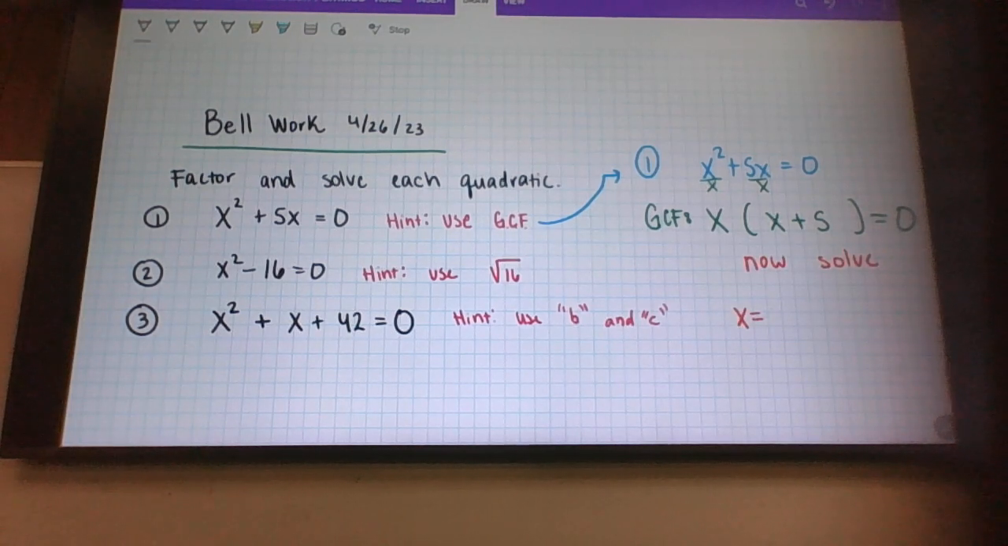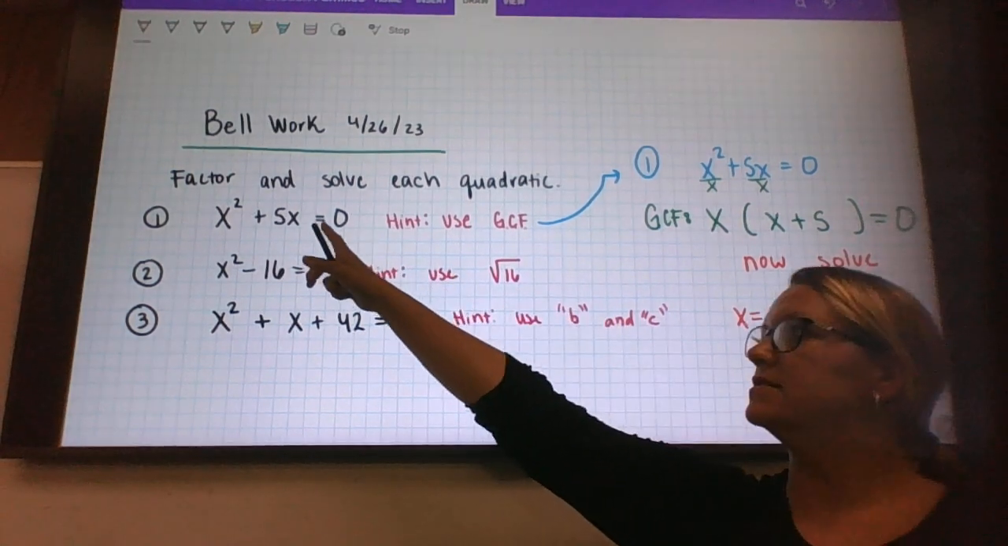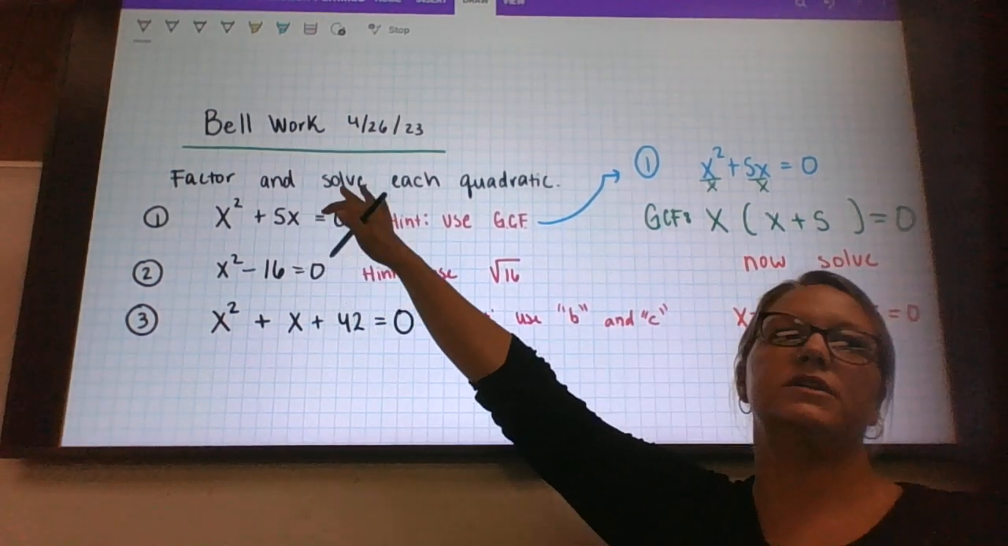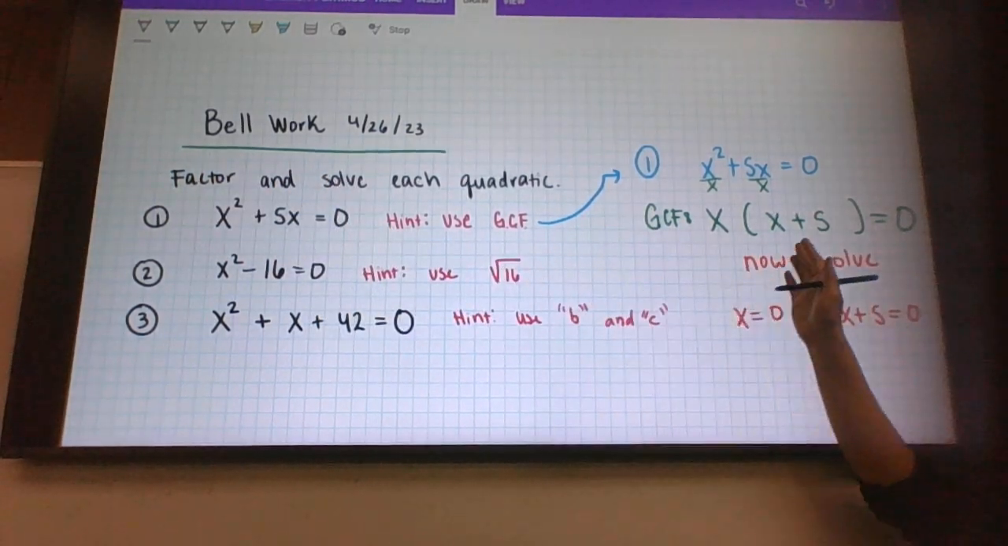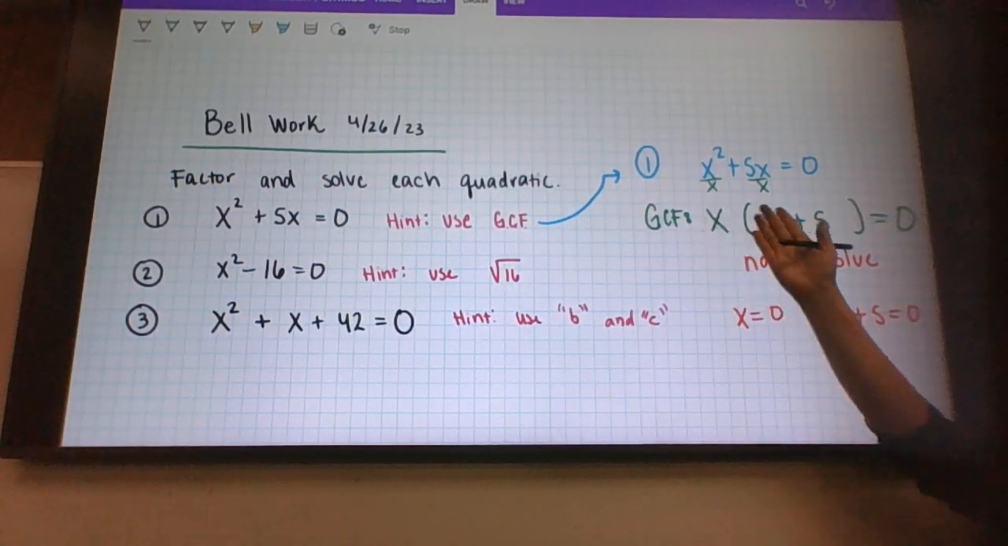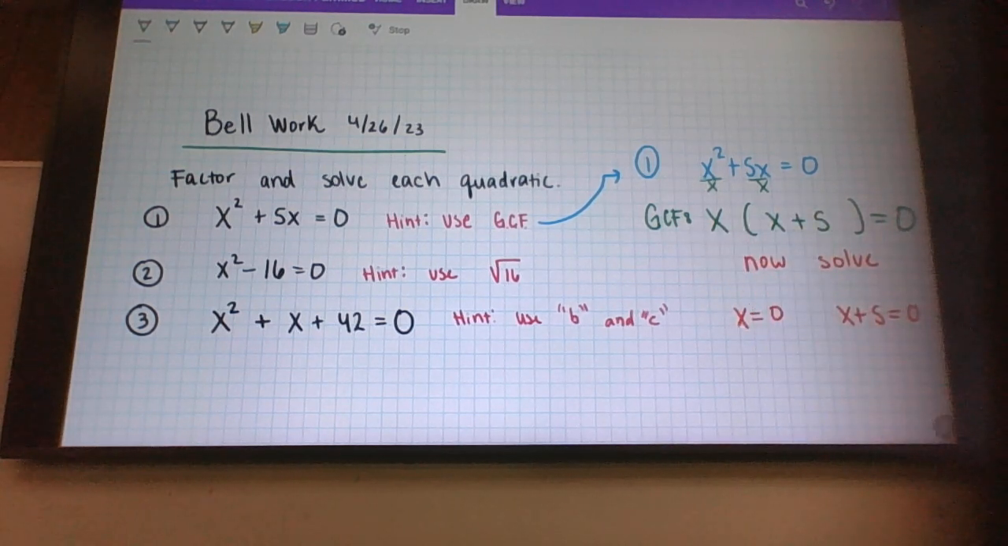you do x equals 0 and x plus 5 equals 0. So when there's equal signs and you're asked to solve, you have to go further. A lot of times it just says factor, but if it also says solve, you got to take that 0 and set both parts of the equation equal to it and find actual solutions for x. So x has two possible answers, 0 or negative 5.